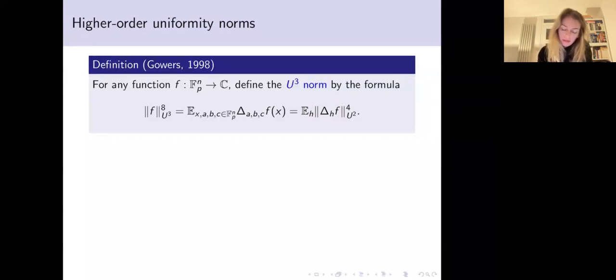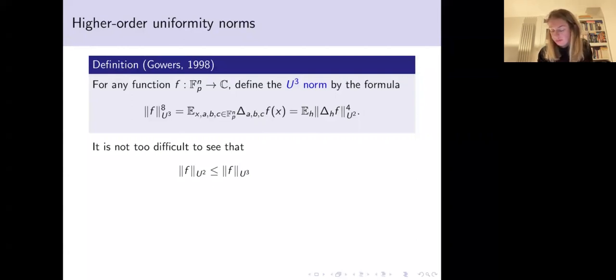What I claim is that this U3 norm is more sensitive than the U2 norm. In particular, the U2 norm is bounded above by the U3 norm. And in fact, you can imagine generalizing these norms further to Uk or uniformity norms of degree k. And there's a whole sequence here that is nested, and they're all bounded above by the L infinity norm of f. So for the purposes of the remainder of this talk, I will say that a set.